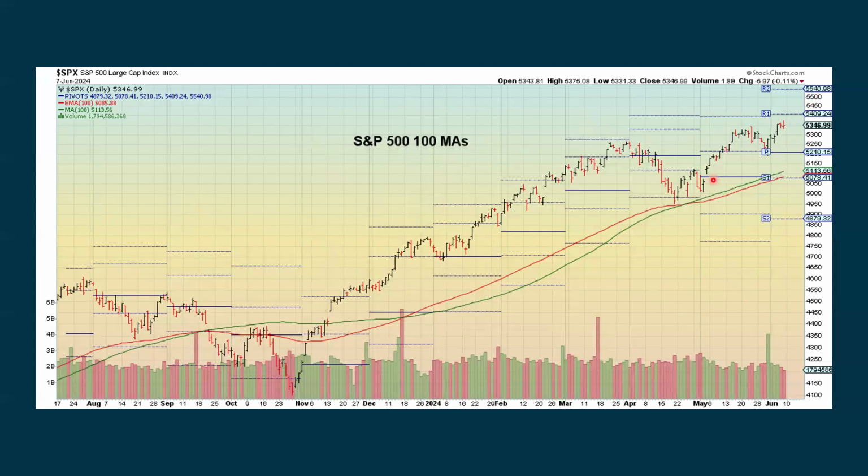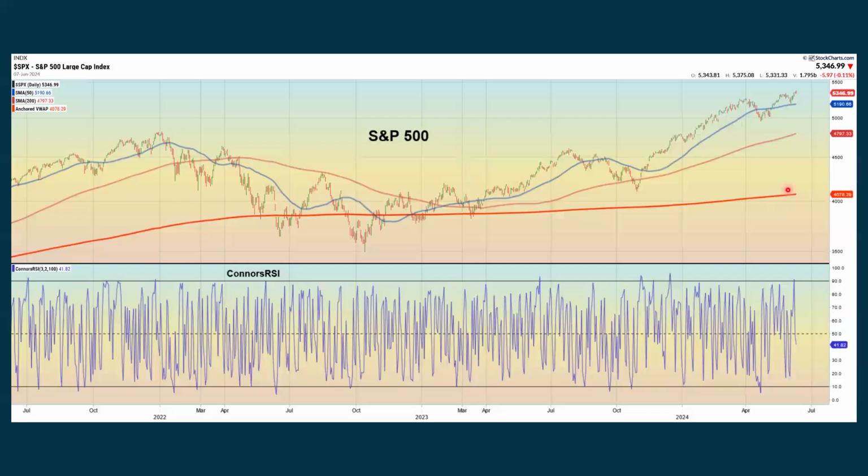We want to keep an eye on the 100-period moving average. We're well above that right now. We're dealing with the 20, and then if we start to see some weakness, we'll deal with the 50. If we break below that, then that will be when we start to deal with the 100-period moving average.